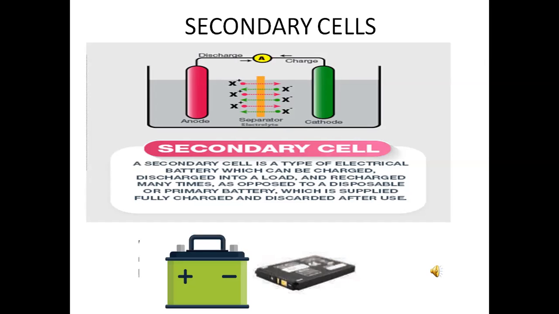The below pictures are examples of secondary cells. Secondary cells are used in mobile phones, laptops, emergency lamps and vehicle batteries. These are the examples of secondary cells.